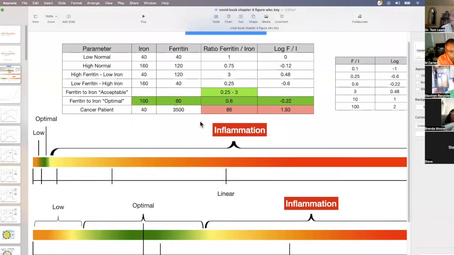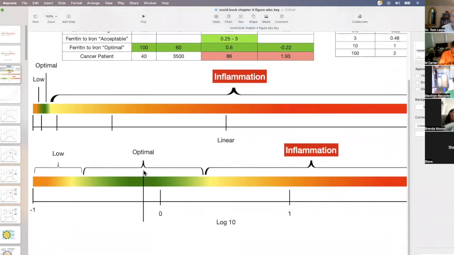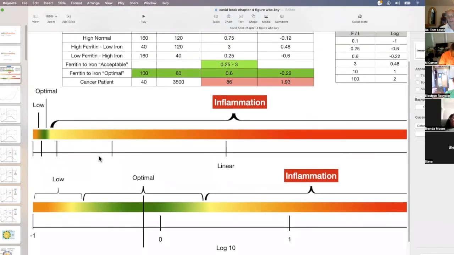So this is negative 0.22 right there, Steve. Really? Yeah, that's the log of ferritin to iron. If your ratio on a regular scale is 0.6, just dividing your ferritin by your iron, then the log is minus 0.22. So you're out here someplace right along this edge of optimal. What's your actual number? I can't do the reverse log in my head. What's your number without the log? Negative 0.6. Oh, wait a minute.